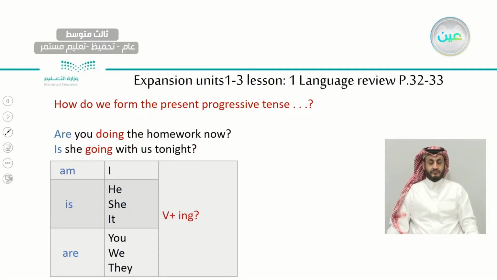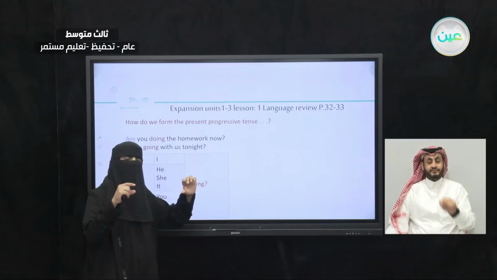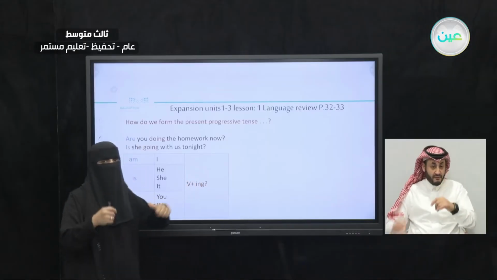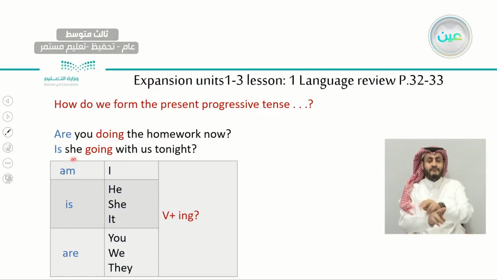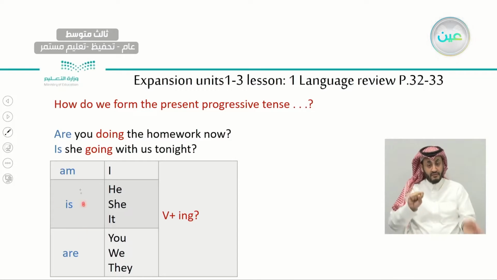Now, not only do we have WH questions, we sometimes have yes, no questions. So if you look at the answer and it starts with no or yes, then you have to use this one. You have to use this to form a yes, no question. We start with the verb to be, pronoun, then the verb ing, and we continue the question, okay? This is how we form it. Example, are you doing the homework now? Is she going with us tonight? These are the examples, okay?